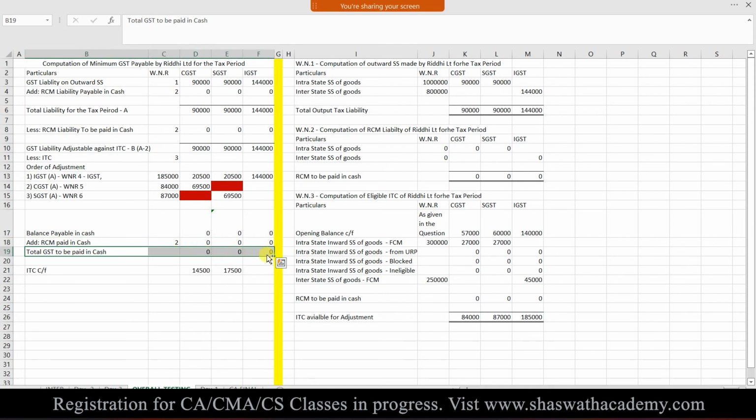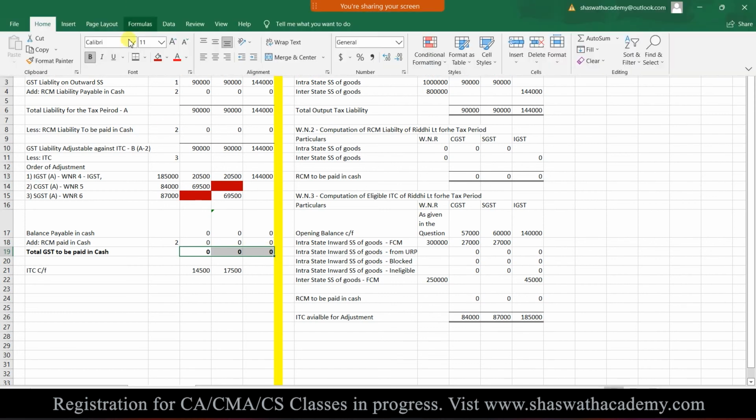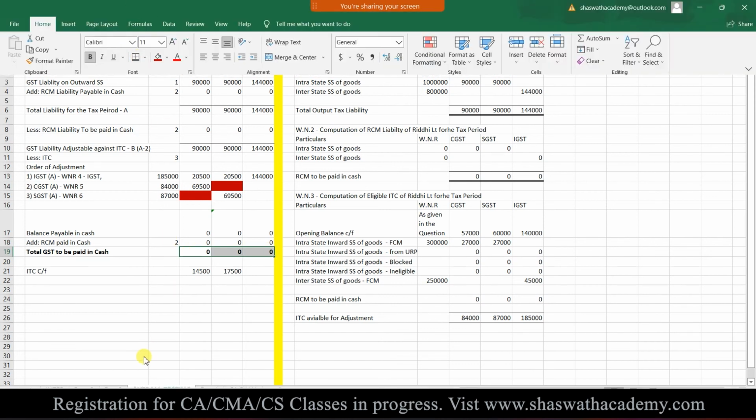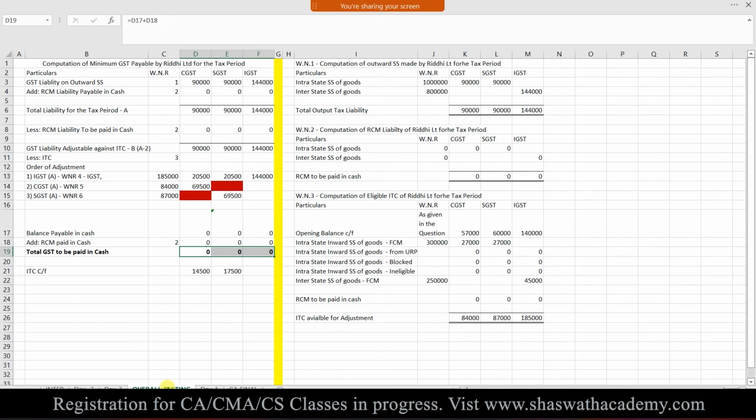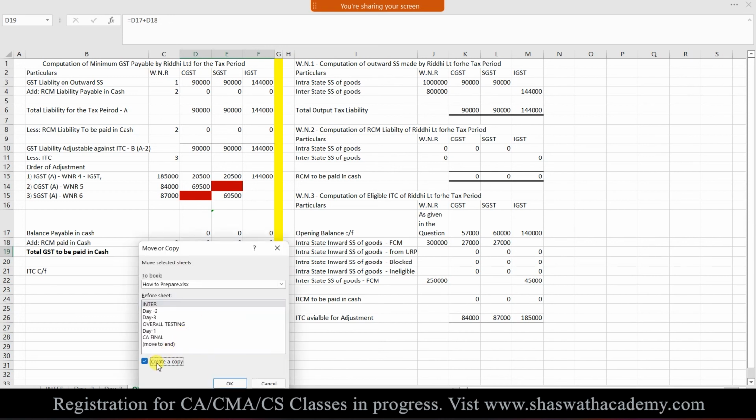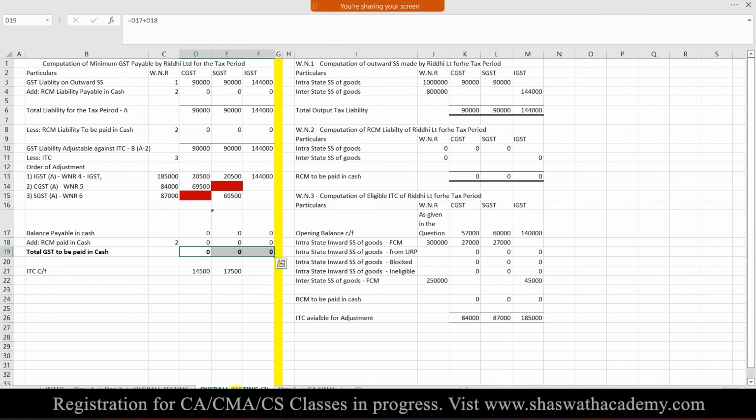Guys, are you all comfortable? Yes, sir. Let me substitute the same sheet, so that you will have better control. See, this is an overall testing problem. I am creating a copy of this and putting it before day 1. So I have created another one.